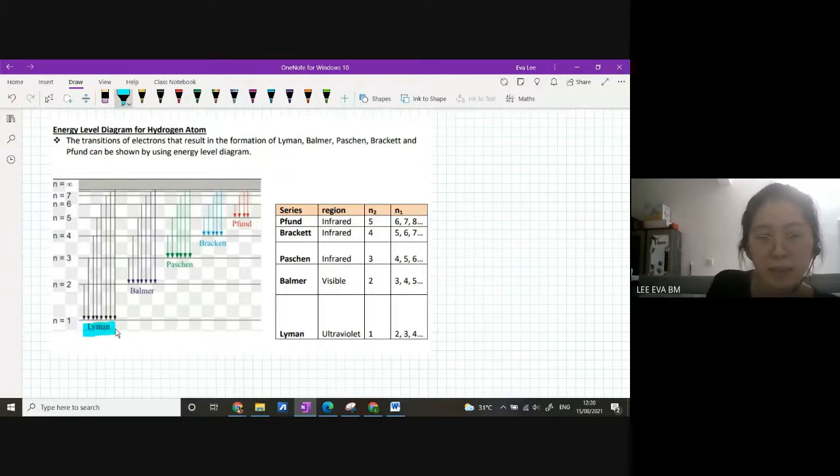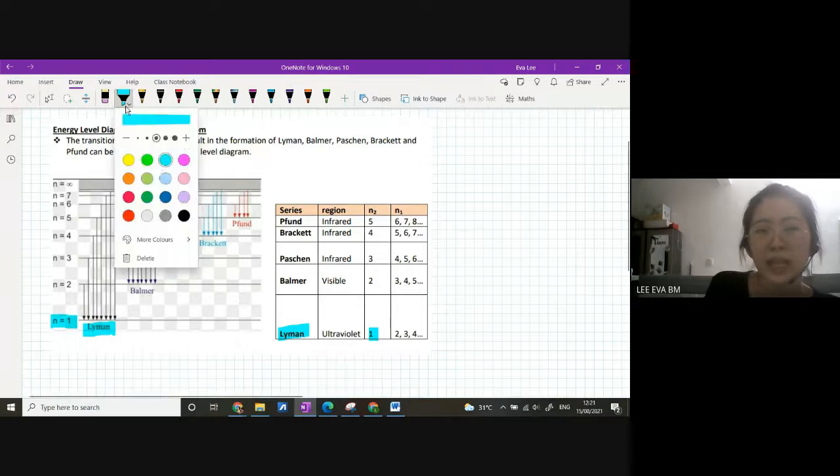So when we talk about Lyman, every single transition falls down to energy level 1. Each transition that falls back to energy level 1 means it is inside the Lyman series. It can be from 2 to 1, 3 to 1, 4 to 1, and so on, as long as the final energy level is n = 1. So for Lyman, the final energy level is 1, and the higher level can be 2, 3, 4, and so on.